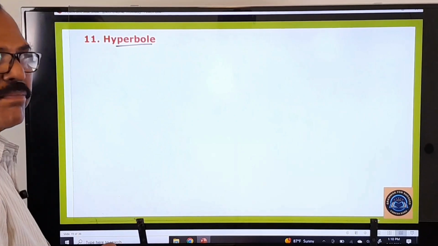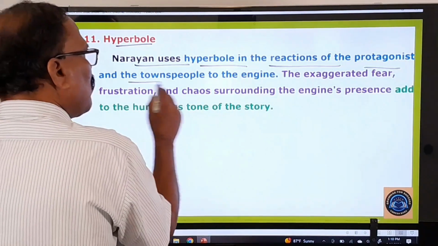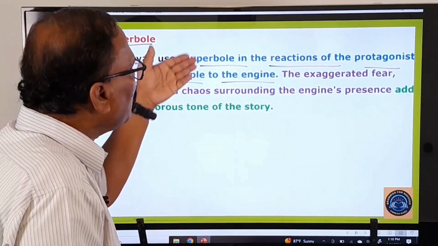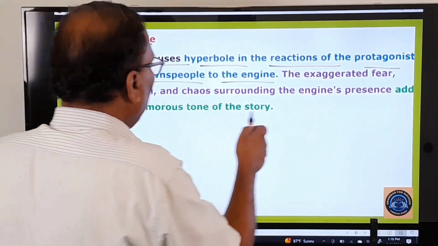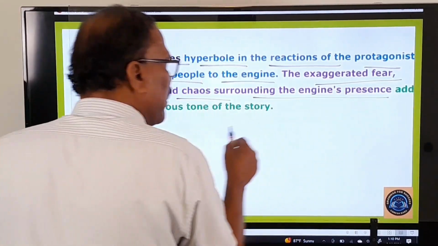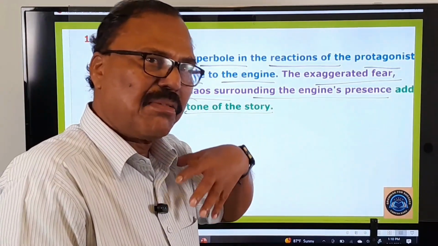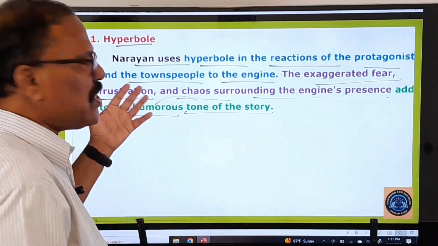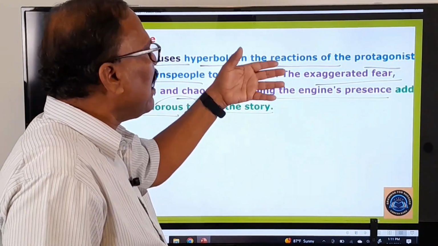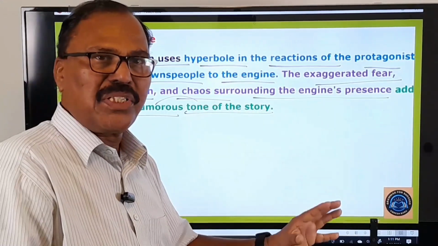Hyperbole is also there. What is the hyperbole? Narayan uses hyperbole in the reactions of the protagonist and the townspeople to the engine. The exaggerated fear, frustration, and chaos surrounding the engine's presence add to the humorous tone of the story. So here the fear of this protagonist is exaggerated. The frustration of this protagonist is exaggerated. The chaos surrounding the engine's presence is also exaggerated. The problems created by this road engine are exaggerated.